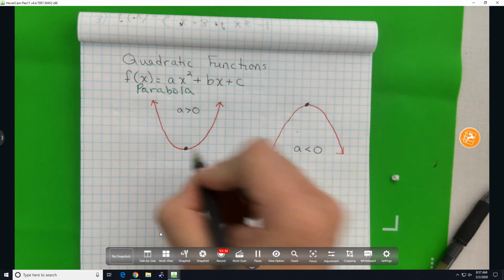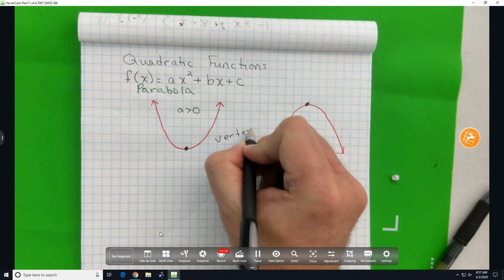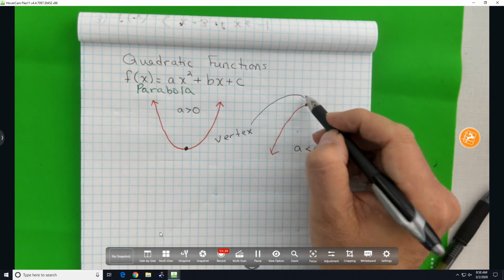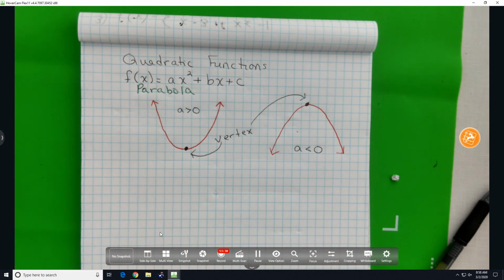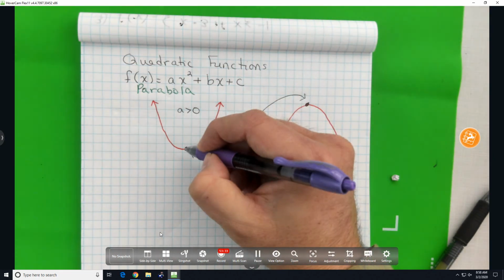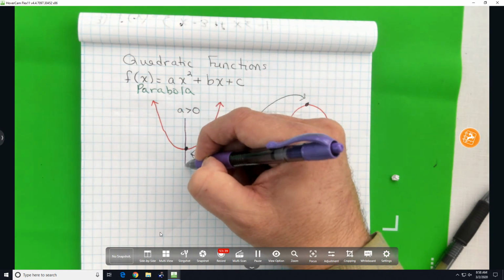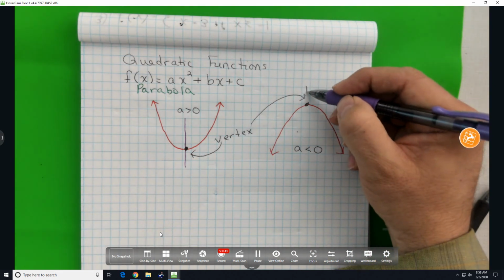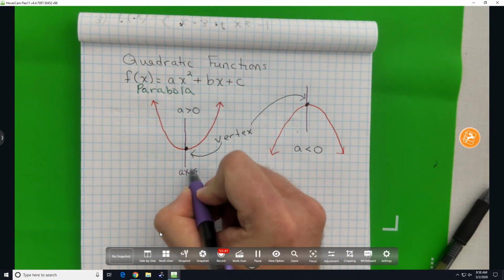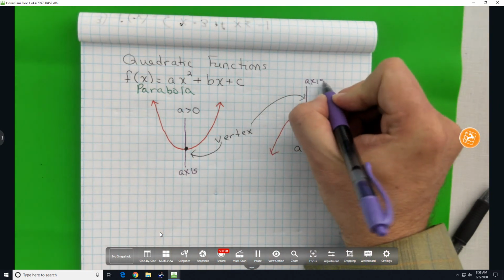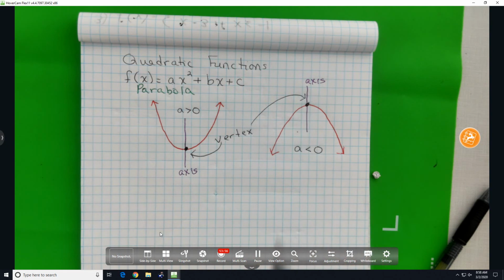Every parabola has a turning point called a vertex. It's that turning point. And every parabola has something called an axis, which is a vertical line that cuts it right in half. If you could fold the paper down that vertical line, the right side of the graph would lie directly on top of the left side. They're mirror images. So we have a vertex, that's the dot. The axis is the vertical line.